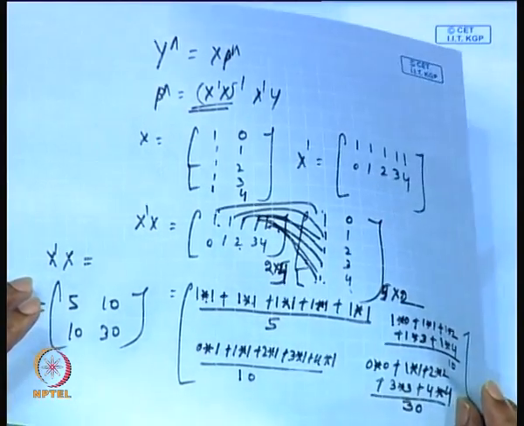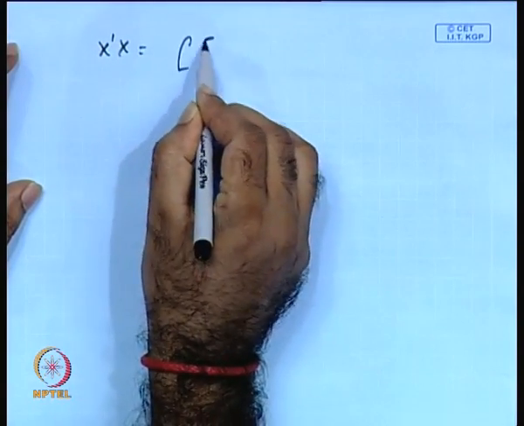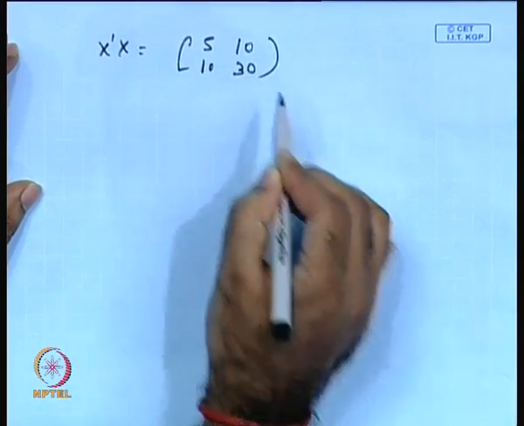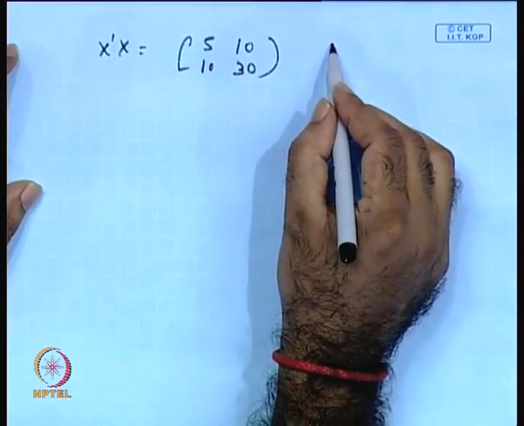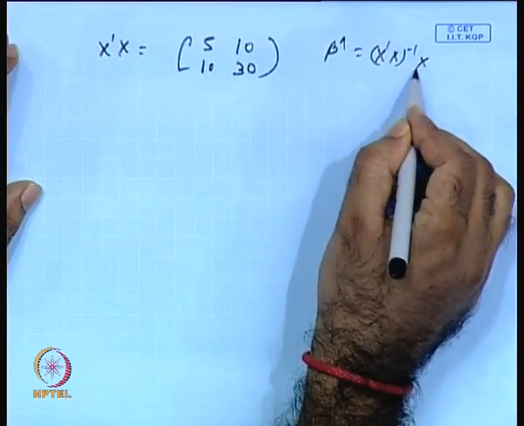So we have received X transpose X is this much. Similarly, we would like to know what is X transpose Y. So X transpose X equals [5, 10; 10, 30]. At a time we can finish these jobs. So that means we need beta hat equal to (X transpose X) inverse times X transpose Y.